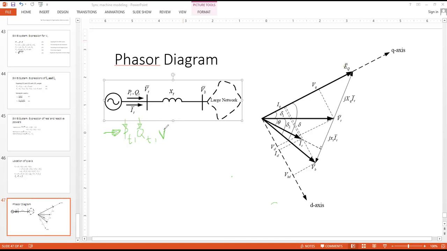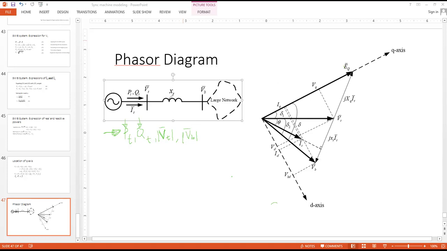Then we will assume that the VT magnitude is at least known, and the VB magnitude is at least known. These are the phasors, and these are the magnitudes, the absolute values of the phasors. With this assumption, we will start our next steps of calculation.